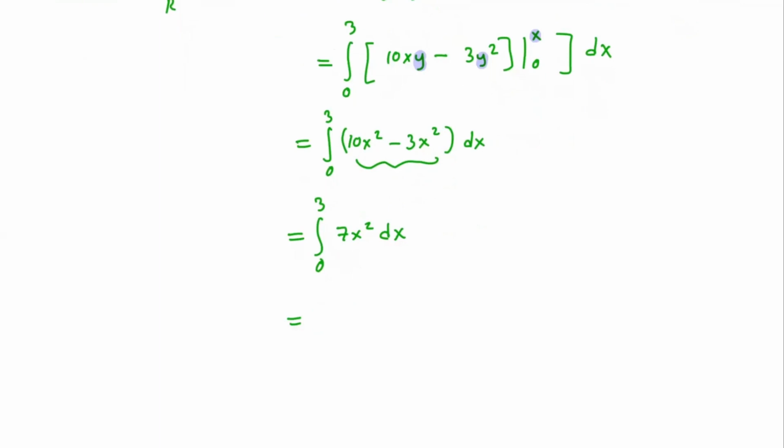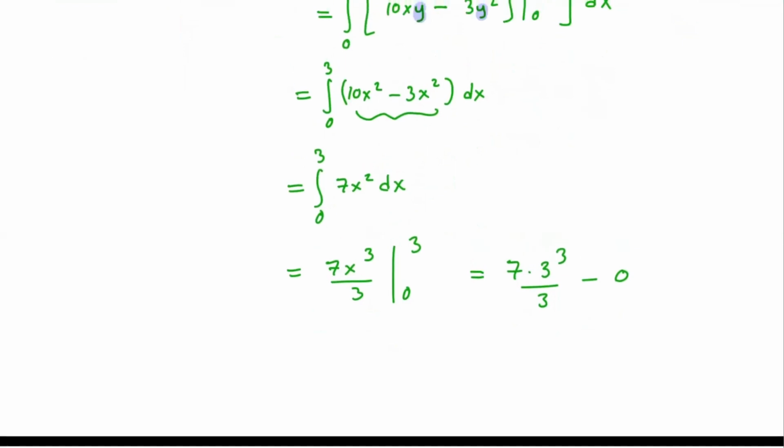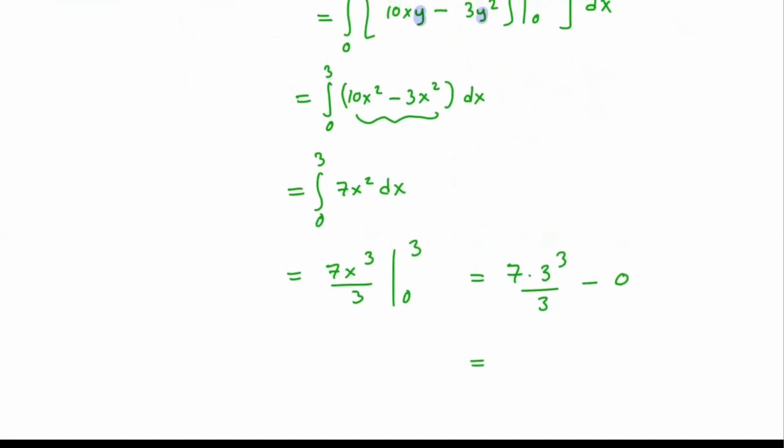So we have 7x squared dx. If you integrate that, you'll get 7x cubed over 3. Then you evaluate from 0 to 3. Plug in the upper limit: you have 7 times 3 cubed over 3, and the lower limit gives you 0. If you simplify this, you get 7 times 3 squared, that's 7 times 9, and this will give you 63. Okay, I hope this makes sense.